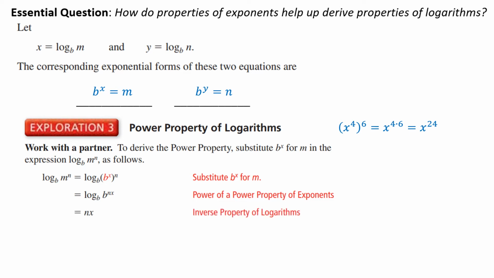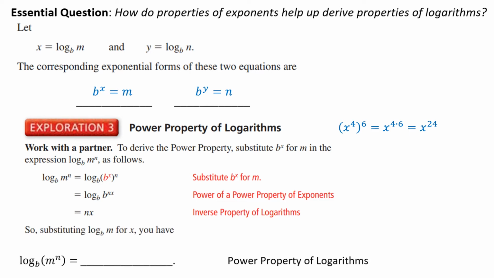And the inverse property of logs tells us that the log base b of b raised to some exponent simplifies down to that exponent. So we're just simply left with n times x. So if we substitute the log base b of m for x, we'd have the log base b of m raised to the nth. That can give us n times the log base b of m. That's the power property of logarithms.